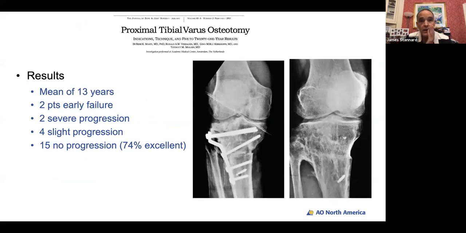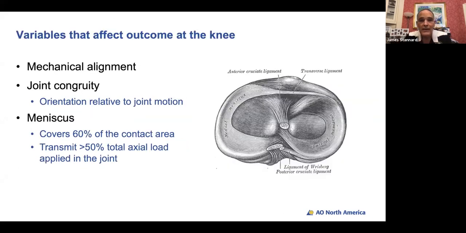And this is another study. 2 went on to early failure, 2 had severe progression, 4 slight progression, and 15 no progression after proximal tibia varus osteotomies. So 74% after these had excellent results that bought significant time, 13 years or more. Variables that affect the outcome on the knee are mechanical alignment, joint congruity, orientation is important, and then meniscus, because meniscus covers 60% of the contact area and can transmit more than 50% of the total axial load.